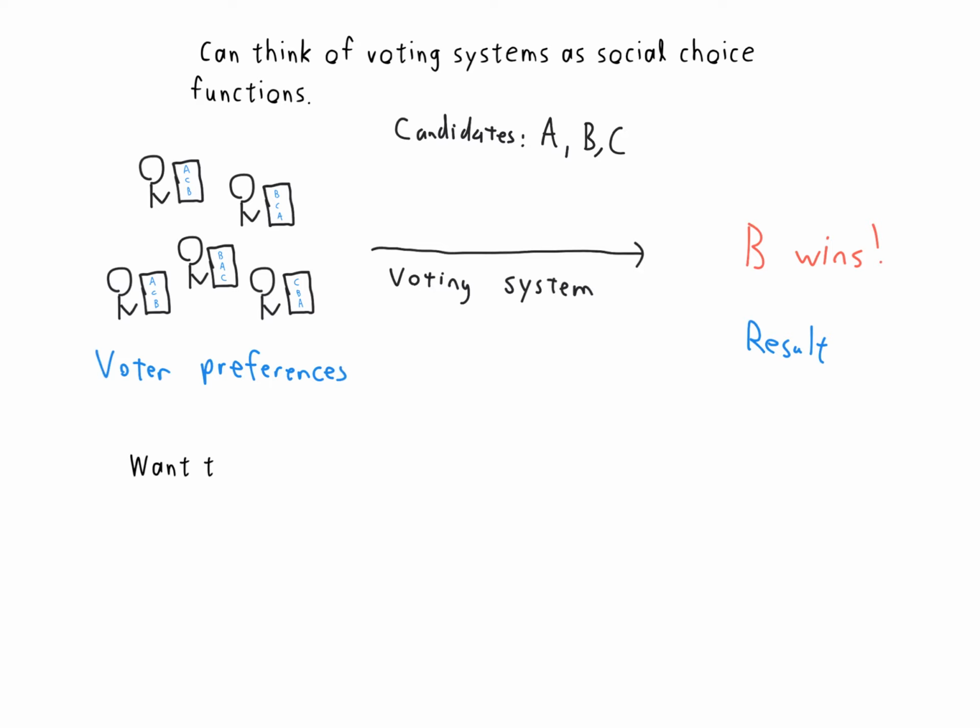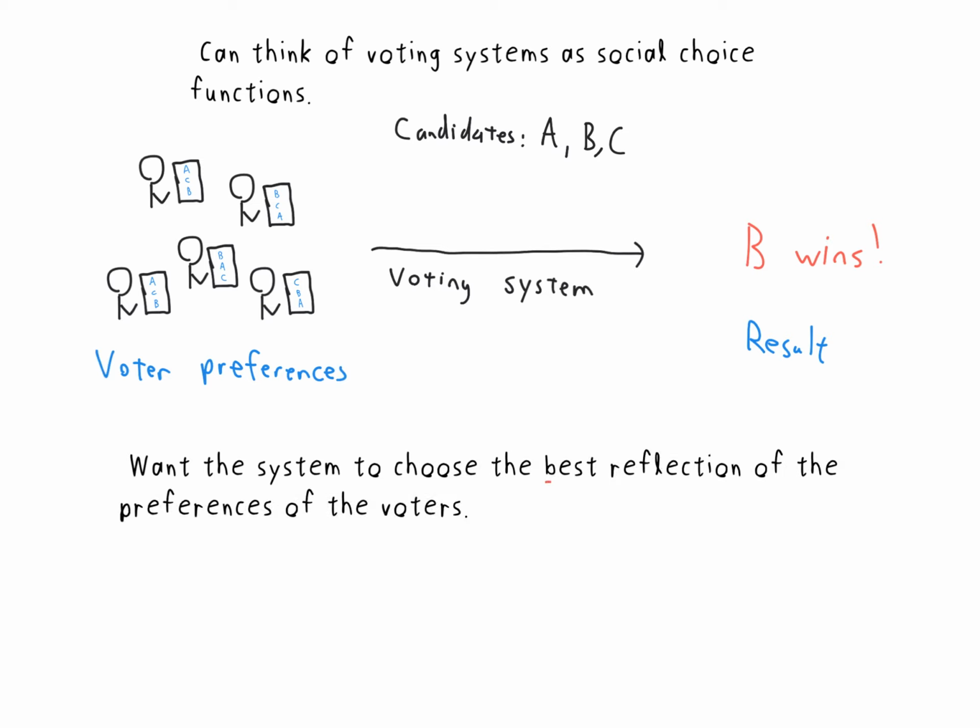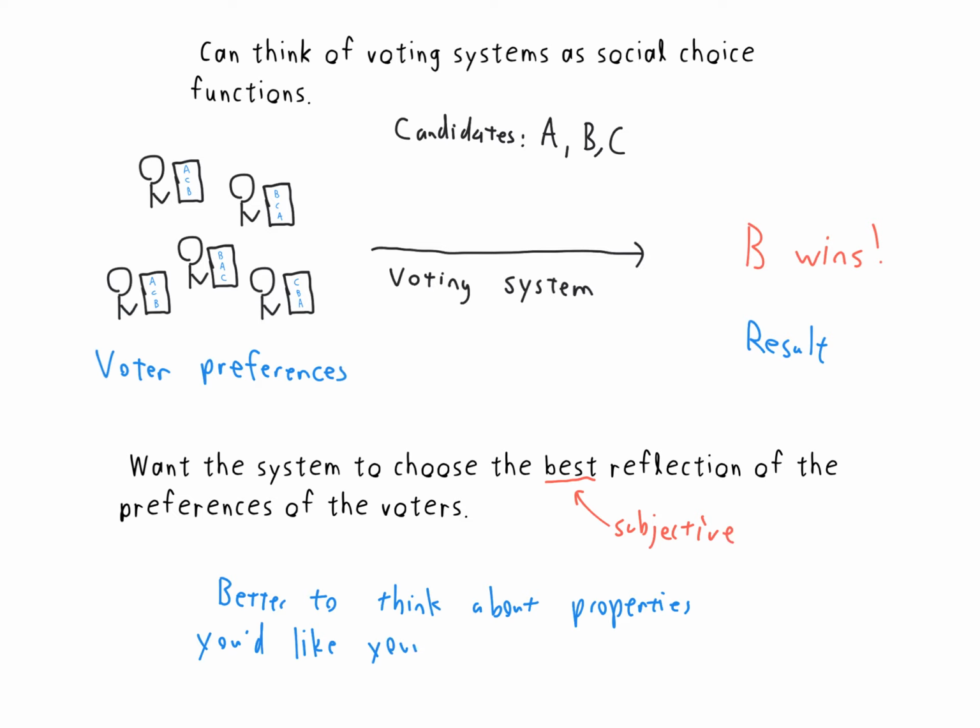Ideally, you want your system to choose the best reflection of the preferences of the voters. Of course, as we mentioned, this word best is inherently subjective. And as we've seen, different voting systems can produce different winners from the same set of voter preferences. So rather than focusing on what the word best means in this sentence, it's sort of better to think about the properties that each voting system does or does not have. And also to think about which properties you'd like your voting system to have.